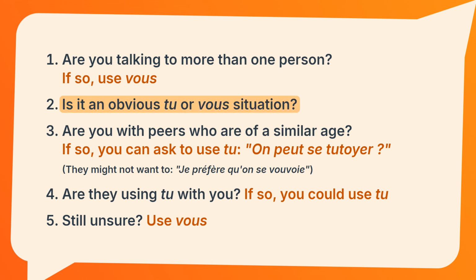We covered a few common scenarios earlier in the video, but if you're still unsure, we'll move on to the next step. If you're with people around your age or the atmosphere is pretty relaxed, you might want to use tu. You can do this by simply asking them. On peut se tutoyer? Be prepared though, they might prefer to keep things formal.